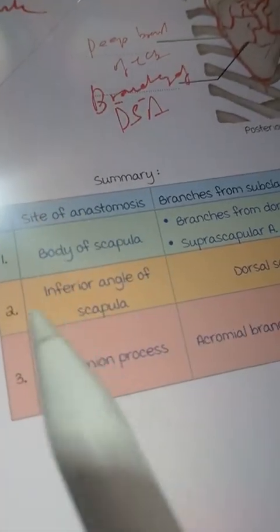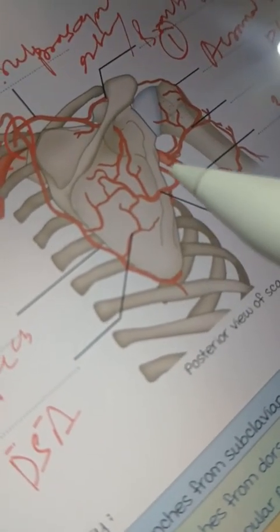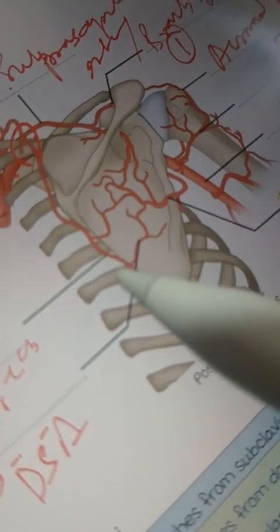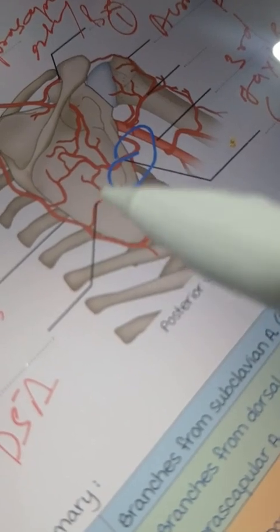Talking about summary of anastomosis: body of scapula, branches from dorsal scapular artery and suprascapular artery. As you can see over here, this is the anastomosis. Here what all are coming? First what we have, what is this? This is known as circumflex scapular artery. Then deep branches of the circumflex scapular artery. I'll mark with a different pen here. So this is what you can see, the circumflex scapular artery. These are deep branches of the transverse cervical artery. Then what we have, basically dorsocervical artery and branches of suprascapular artery.